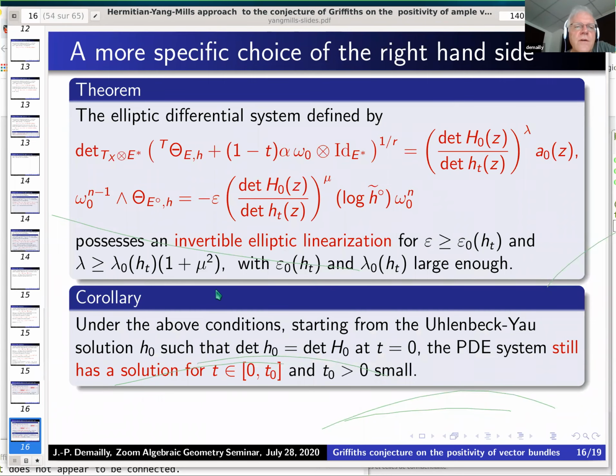And corollary, under the above conditions, if you start from the Uhlenbeck Yau solution at time t equals 0, then this PDE system will still have a solution for small time. Unfortunately, at this point, only for small t0. You would like to go to time t0 equal 1. I cannot have uniform control for all times. What I can check is the existence for small time. So it's just by the implicit function theorem and standard elliptic theory, but it would be crucial, of course, for the application to have a more uniform control, and this is the difficulty.